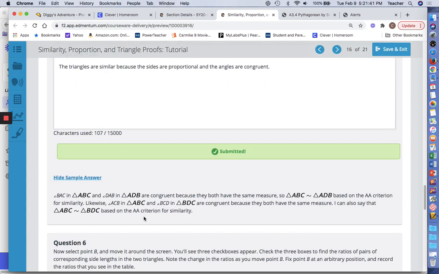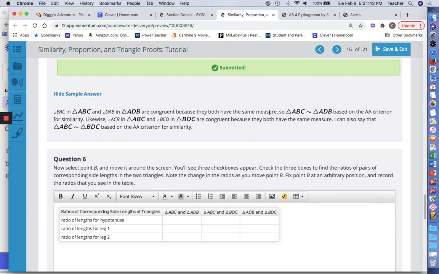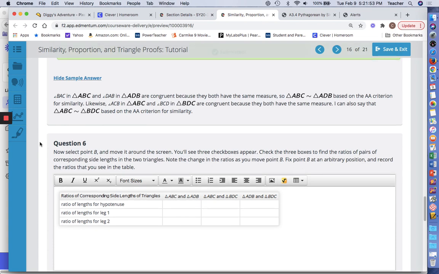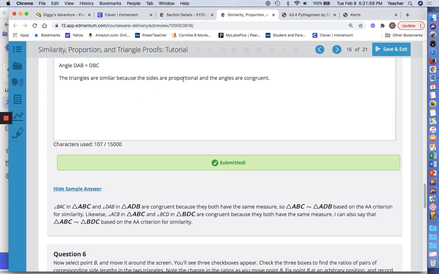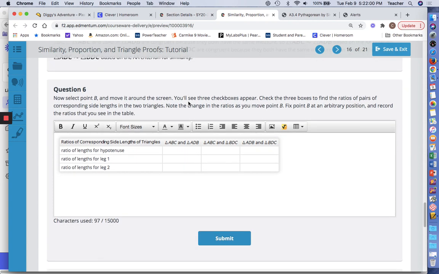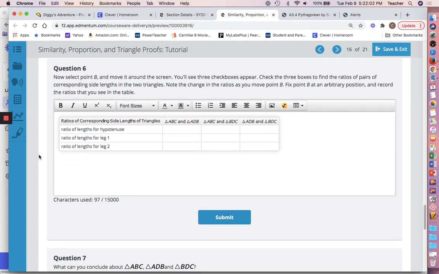All right. Same measure, so they're congruent. Yep. Same measure. Okay. So they went a step further and said why. I did not say that, but I did say that they were proportional and the angles are congruent. Oh my goodness. Question 6.